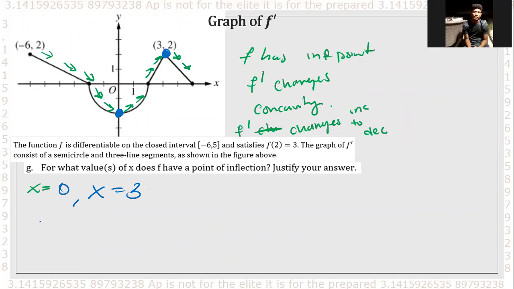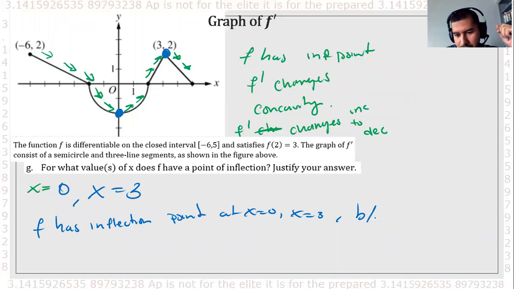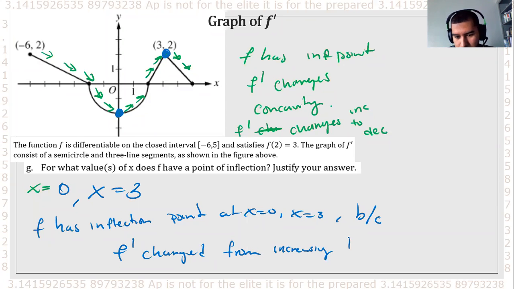So f has an inflection point at x equals 0 and x equals 3 because f prime changed from increasing to decreasing, or vice versa, right?